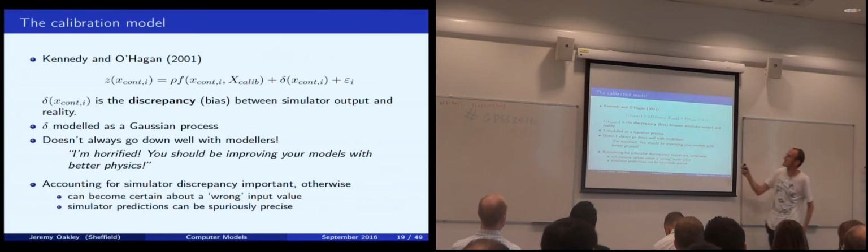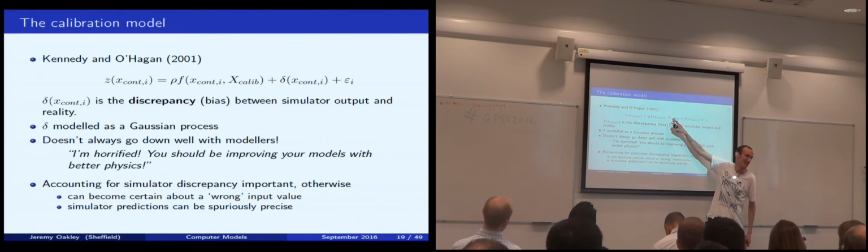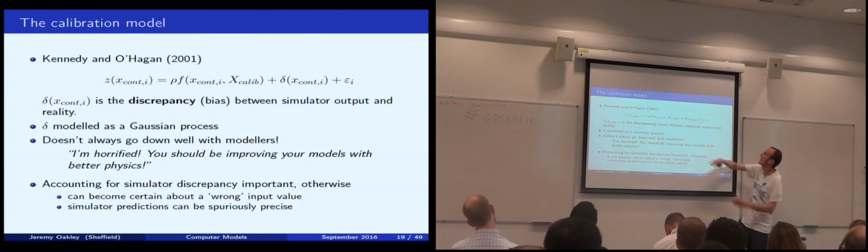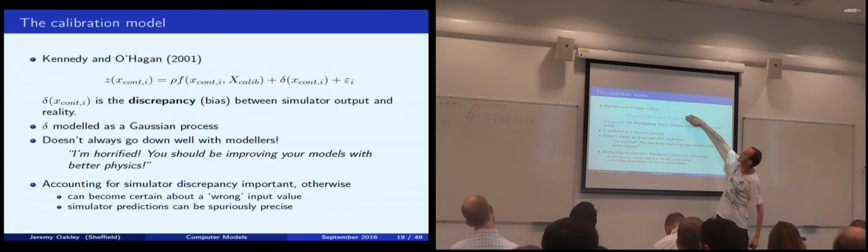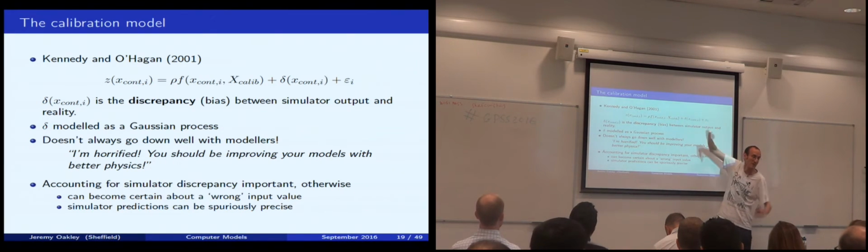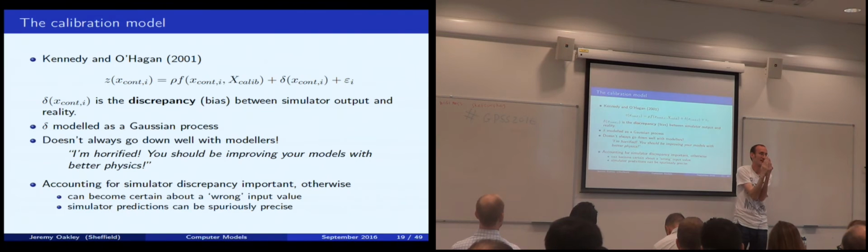So, what we're trying to learn, so this is my G. That's the thing I'm trying to work out. I'm trying to find my calibration parameter to make my model fit the data. If I ignore this, then I become certain about the wrong value of G. How do you know it's the wrong value?